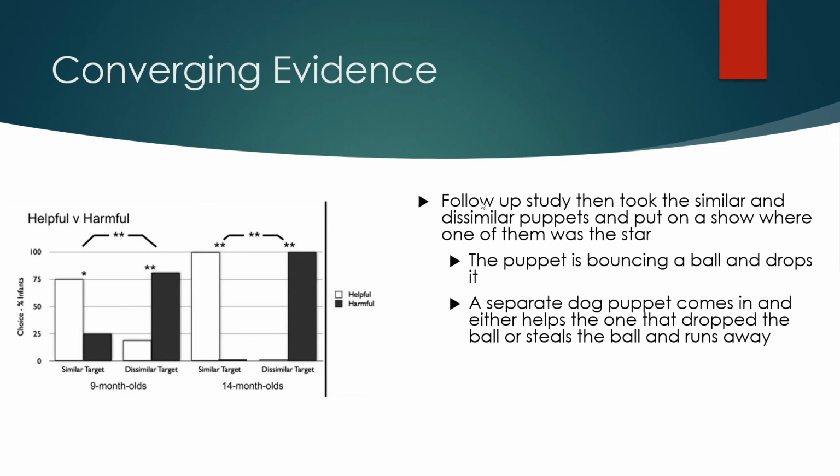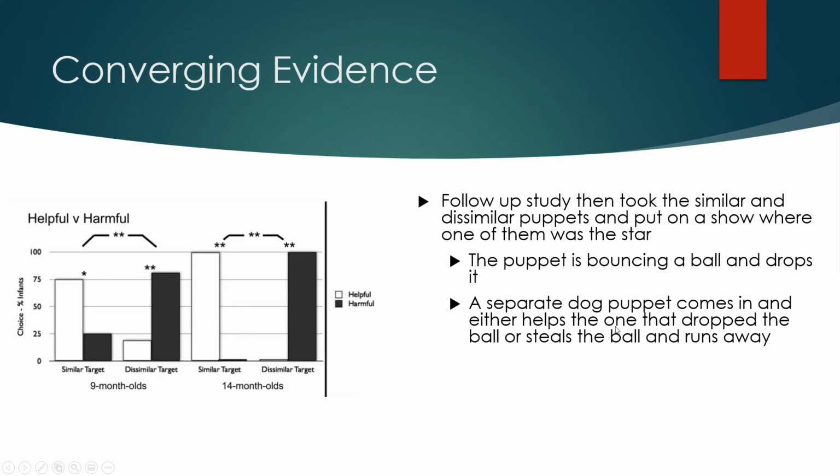But then they put on a puppet show. They either had the one that liked the same thing they did as the star, or they had the one that didn't like what they did as the star of the show. In the show, the puppet is bouncing a ball and then ends up dropping it, and it rolls away. Then a separate puppet, a dog puppet, comes in, and it either helps the one that just dropped the ball, bringing the ball back to him and becoming friends with them, or it steals the ball and runs away.